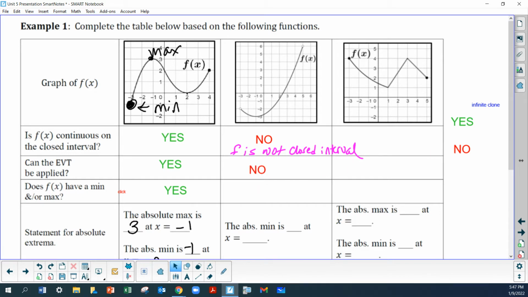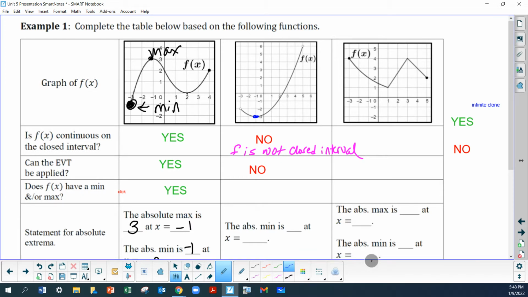Does f of x have an absolute min and an absolute max? Well, let's go look. I see an absolute min there. Ooh, does it have an absolute max? I would hate to try and figure out what it is, right? To try and name it.